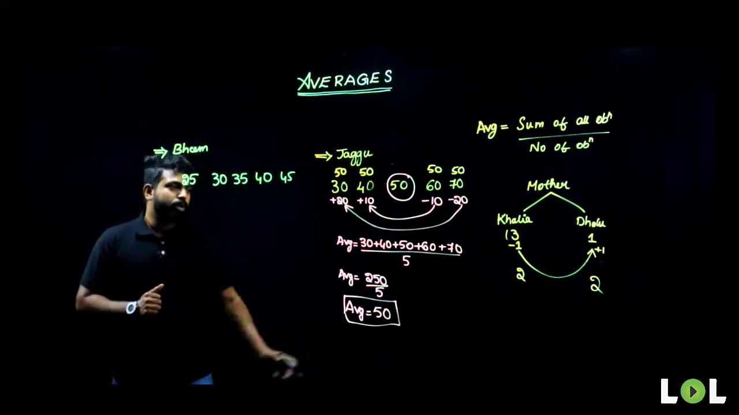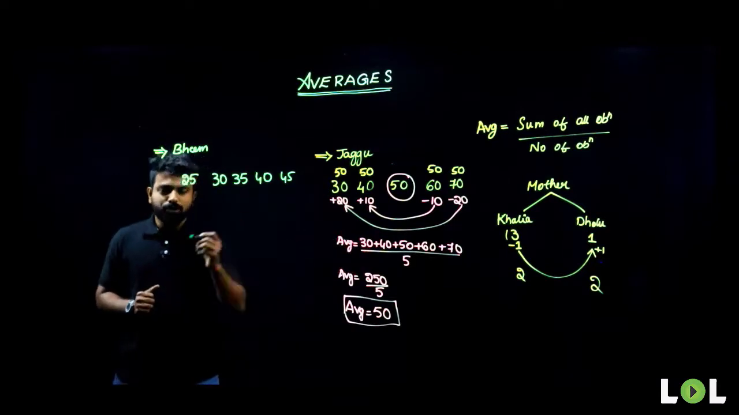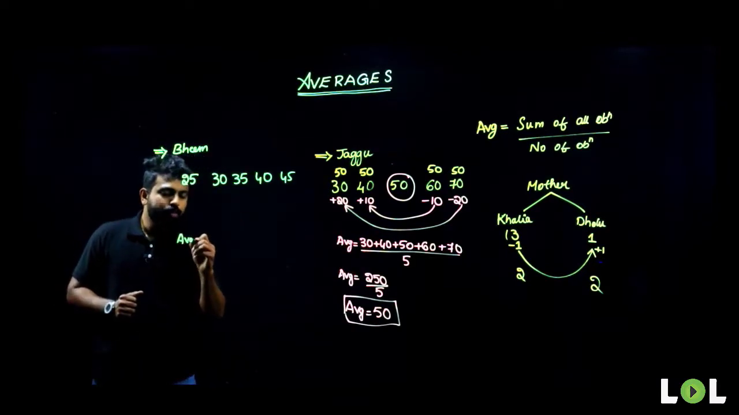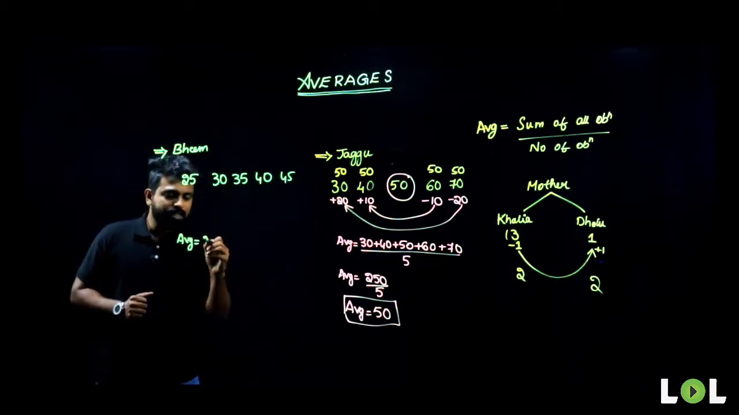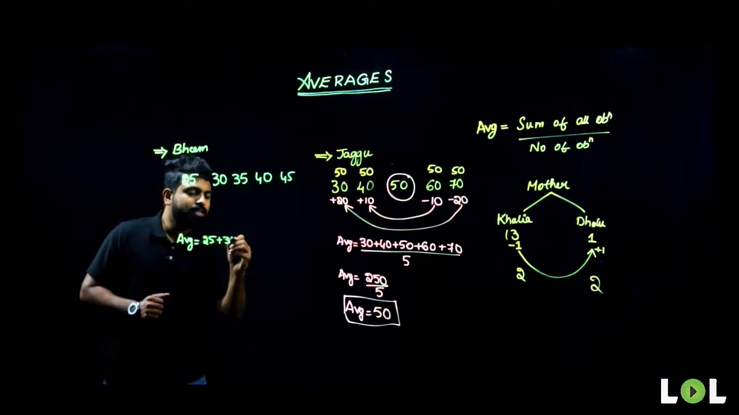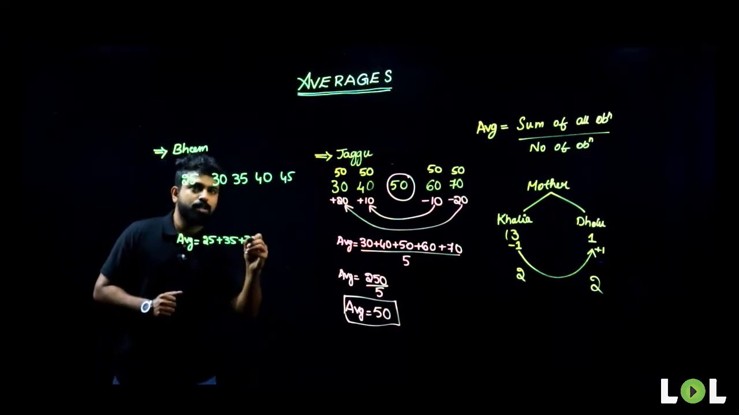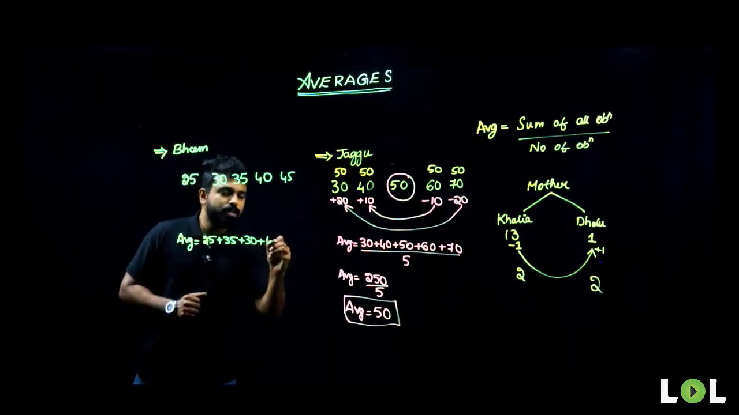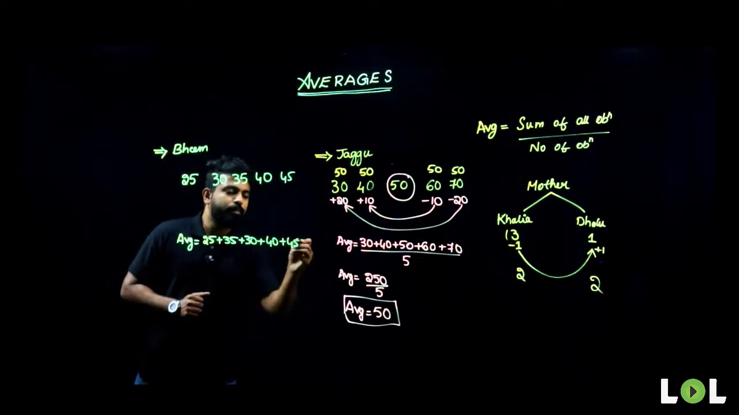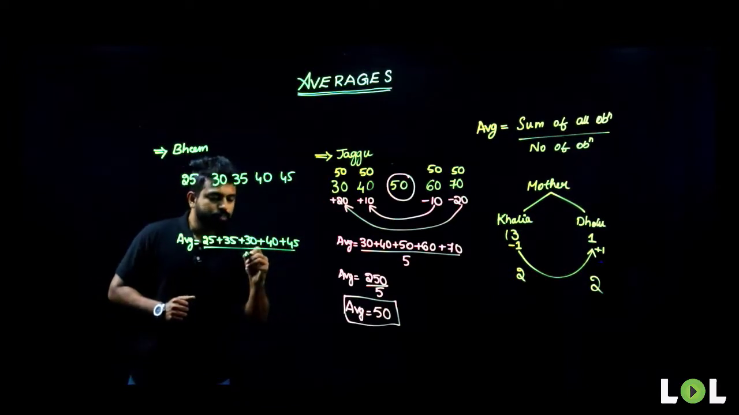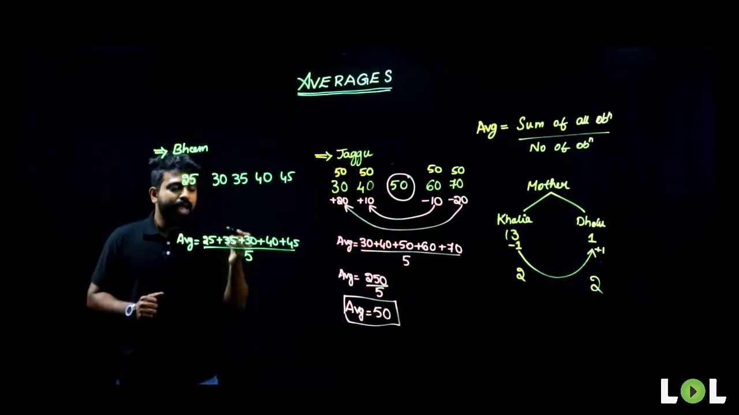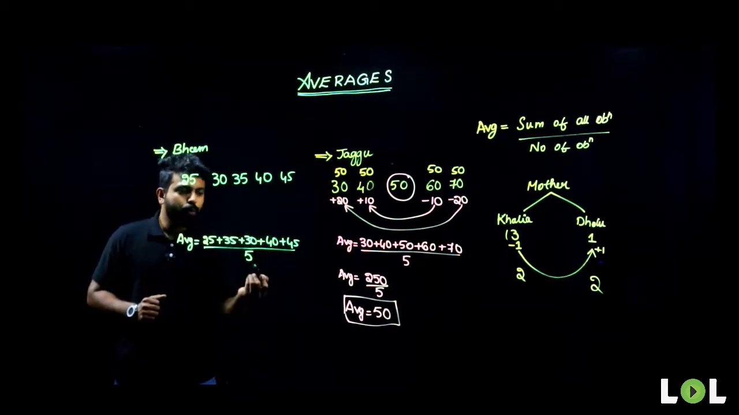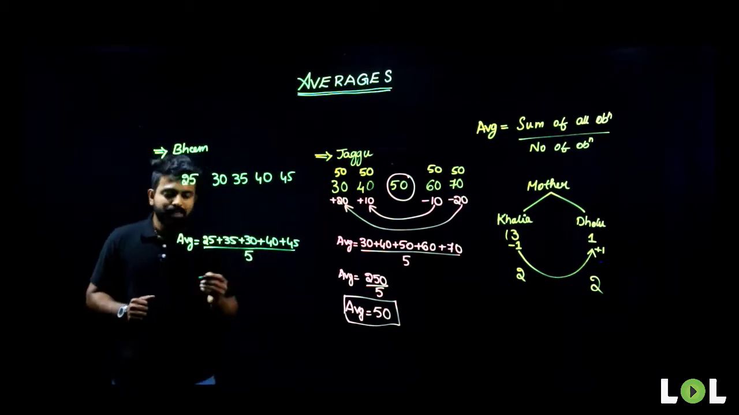What will you do? We'll quickly write down the formula and start solving the problem. So, what will be my average? Average will be sum of all my observations divided by number of observations. So, it will be 25 plus 35 plus, okay, I've left out 30 here, 30 plus 40 plus 45. The whole divided by 5. So what do I get? 45 plus 35 gives me 80. 80 plus 40 gives me 120. 120 plus 30 gives me 150. 150 plus 25 gives me 175.